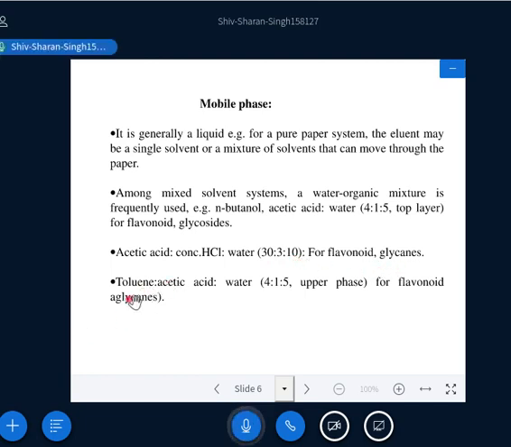Now the third important mobile phase you can prepare by using toluene, acetic acid and water in the ratio of 4:1:5 for the separation of flavonoids and other plant pigments including aglycans. Right? So these are the important mobile phases used for the separation of biomolecules through paper chromatography.